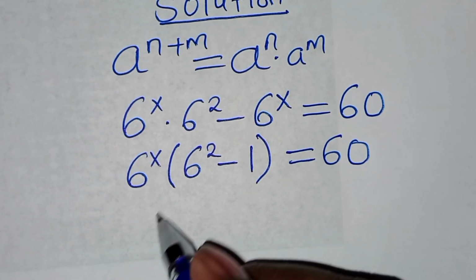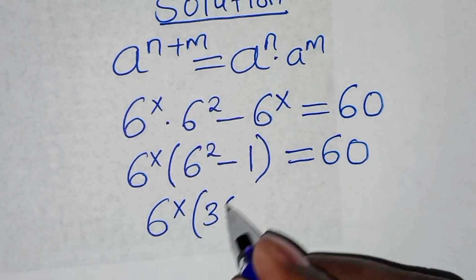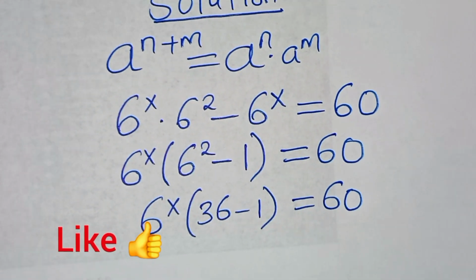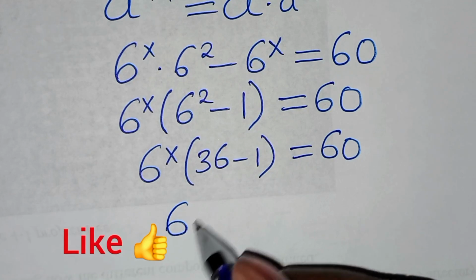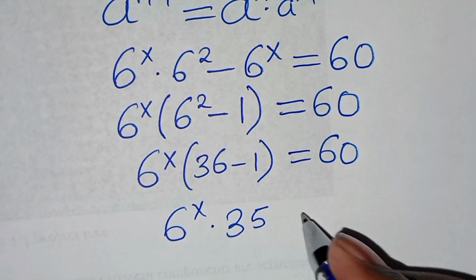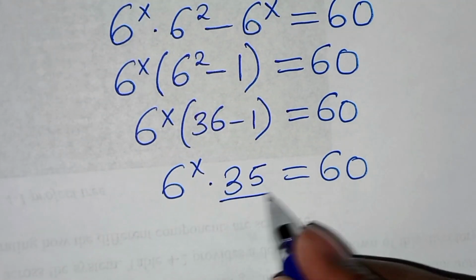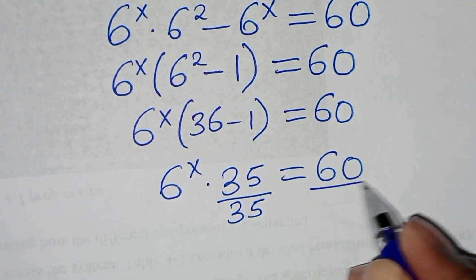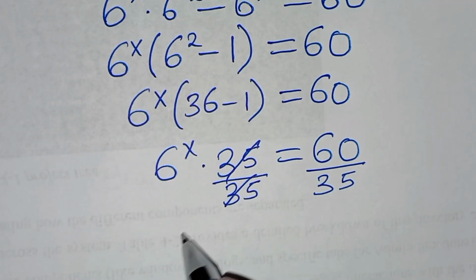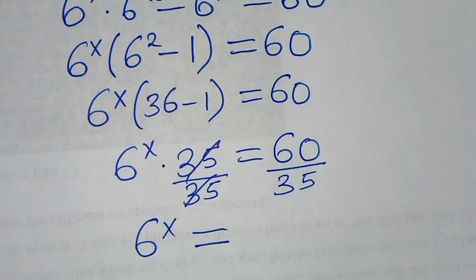So here we have 6 to the power x into the parentheses, 6 squared, this is 36, minus 1. This is equal to 60. Now here we have 6 to the power x times 36 minus 1, this is 35, and this is equal to 60. Let's divide both sides by 35.